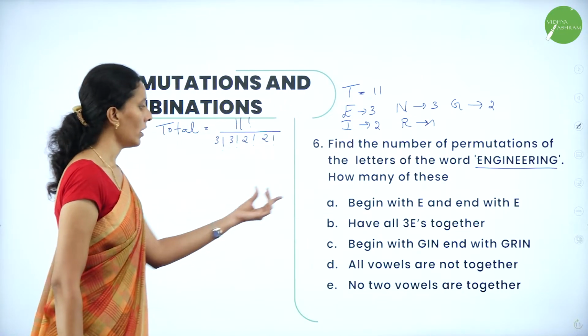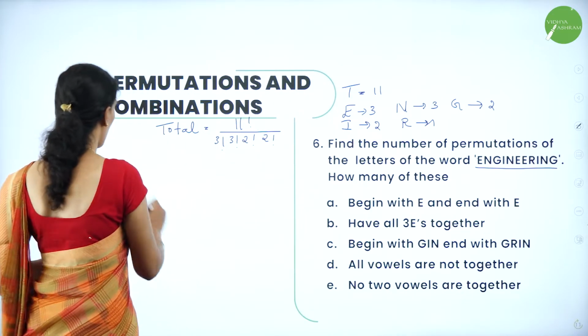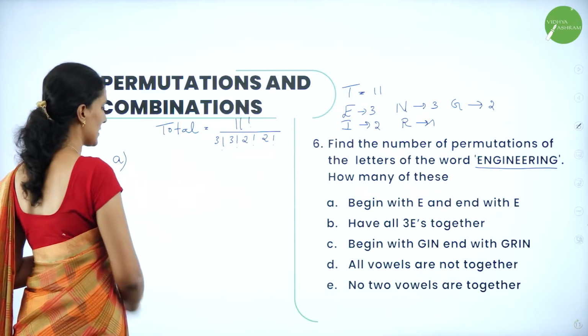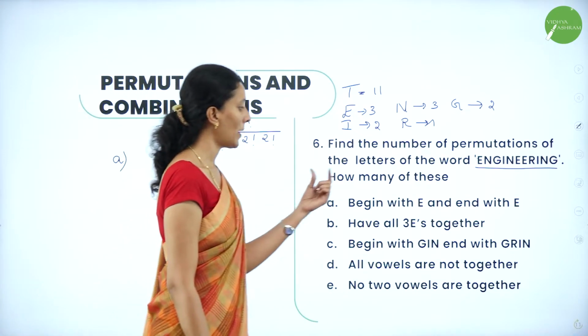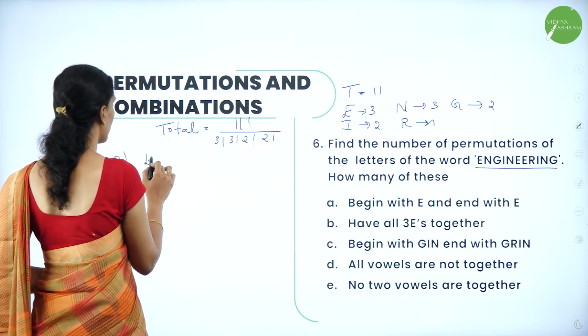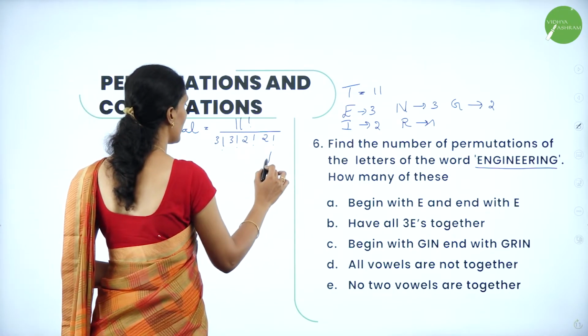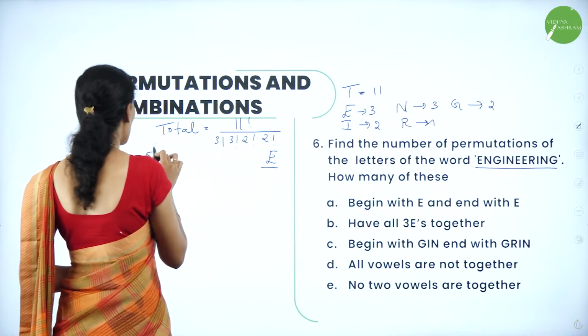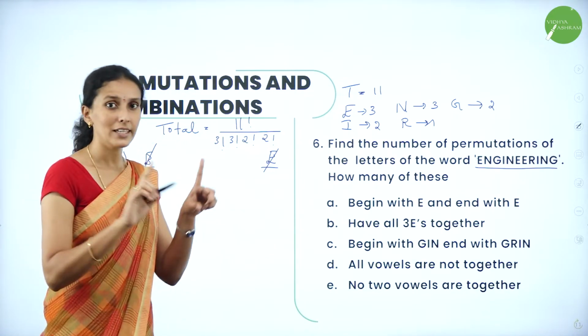Now, let me come to the sub question. What does the first question say? The words must begin with E and end with E. So E is fixed at the first place and E is fixed at the last place.